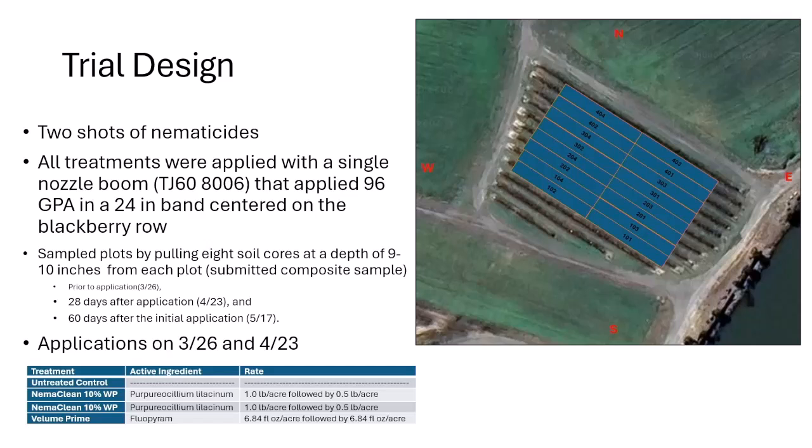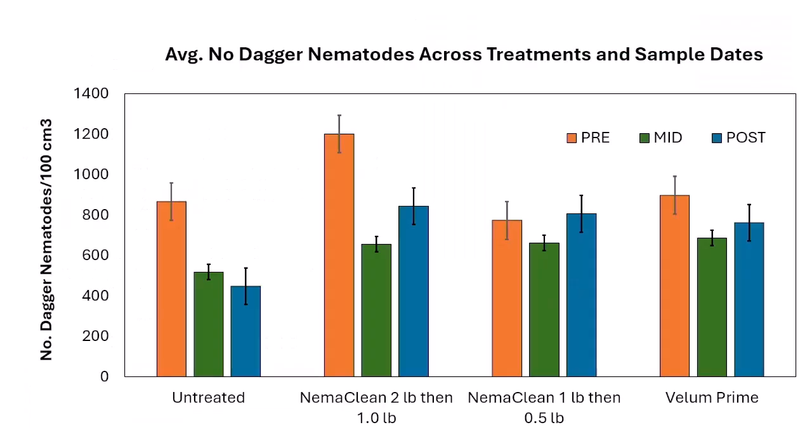There was no plastic or anything to prevent it. And then we sampled 8 cores from each plot and made a mixture of that and sent it into our nematode lab to get counted. We sampled prior to the application, 28 days after, and then 60 days after, and we applied around end of March, and then again a month later in April, which is about what you would see recommended for a raspberry or something similar. So here's our data.